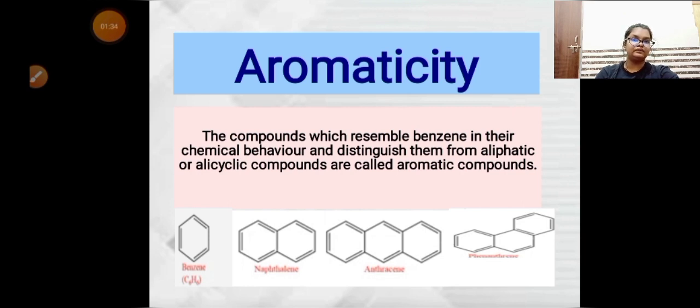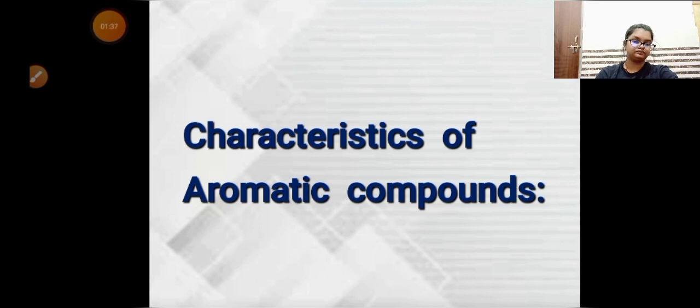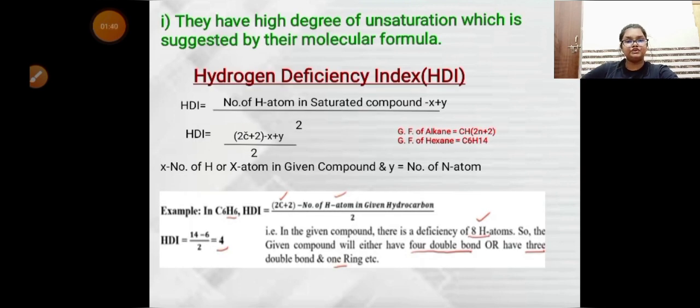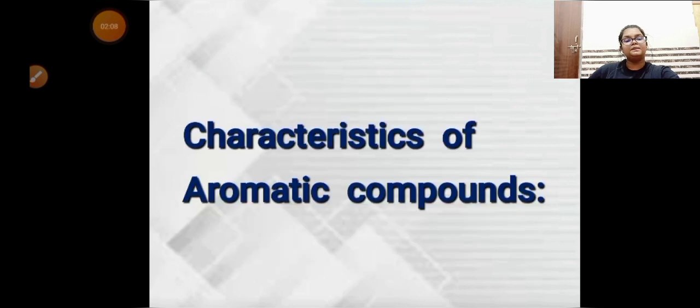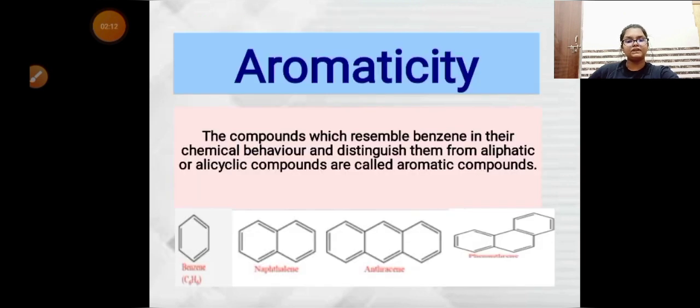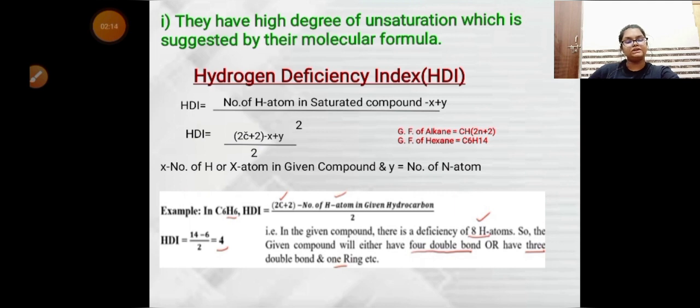So, characteristics of aromatic compounds. They have a high degree of unsaturation, which is suggested by their molecular formula. Unsaturation means they have a double bond, triple bond, or ring-like structure. Means they have some reactive sites in them. Here you can see that in all the aromatic compounds, benzene, naphthalene, anthracene, and phenanthrene, double bonds are present. Means they have a high degree of unsaturation.